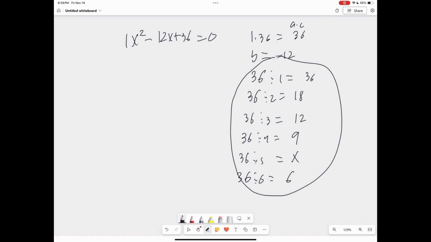Remember, these combination numbers must satisfy both the product, the A times C, and the sum, the B, which is right here as is. So the factor would be x minus 6. Or alternatively, x minus 6 squared.